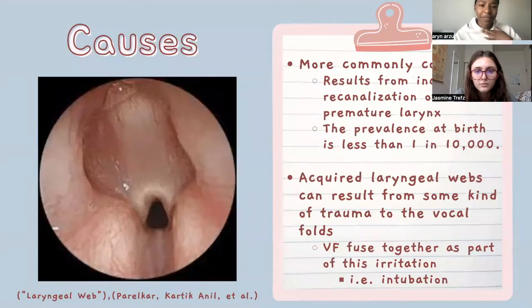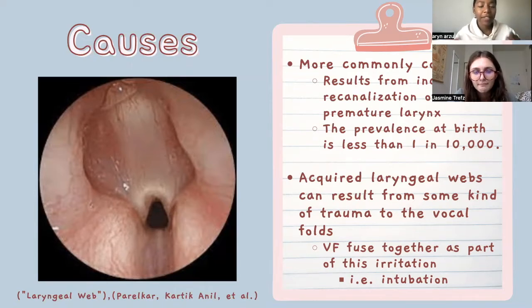Causes for a laryngeal web can either be congenital or acquired. Congenital means that it's there at birth because of the malformation of the larynx. This malformation happens because an epithelial layer that's supposed to be eliminated at 10 weeks of development doesn't eliminate.